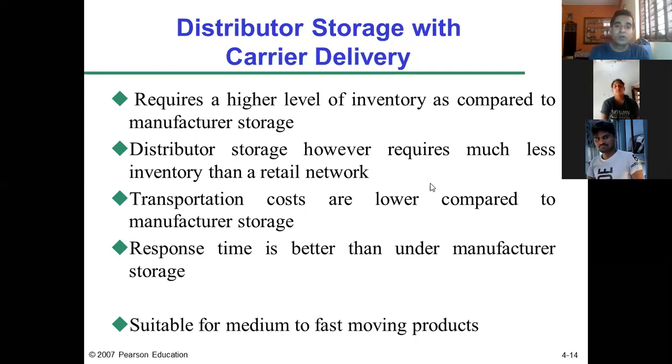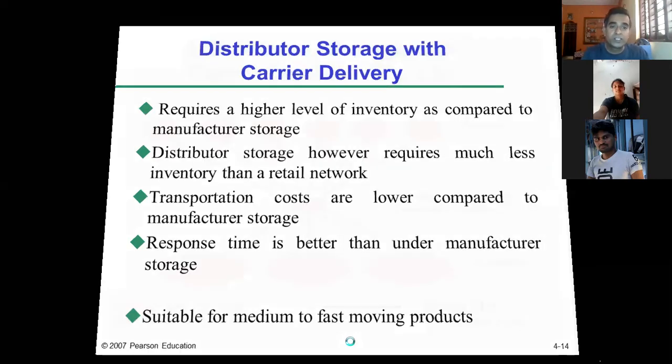Transportation costs are also lower as compared to manufacturer storage. In manufacturer storage with drop shipping, we learned that the transportation costs are maximum, since even a single unit of product has to be transported from the centralized warehouse of the manufacturer to the end user. Response time is better than under manufacturer storage because the distributors are located closer to the customer, which enables faster delivery of the goods. This type of distribution network is suitable for medium to fast moving products.